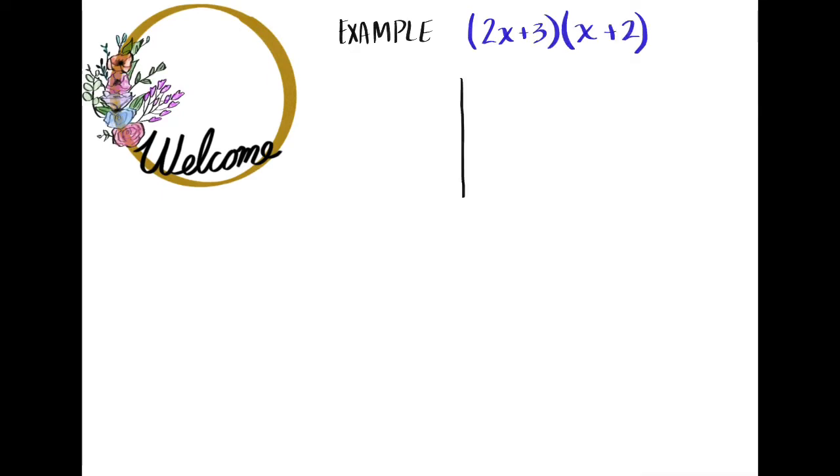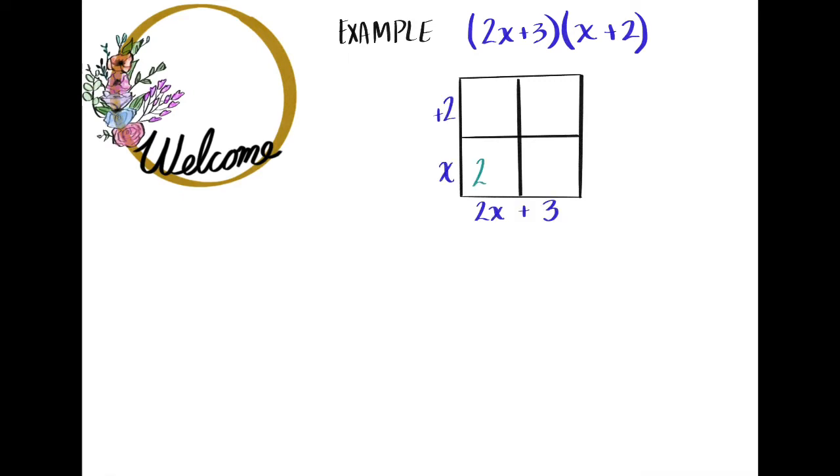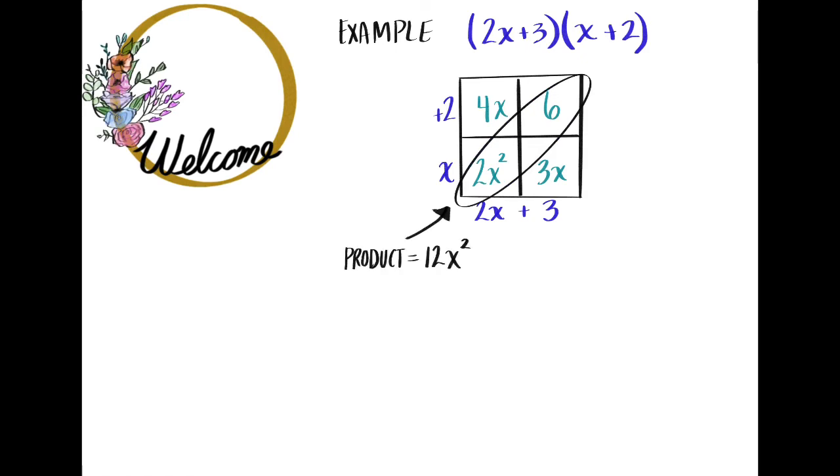So if we take a look at an example with some numbers, that way you can see it a little bit more clearly. So if we have 2x plus 3 times x plus 2, let's put our 2x plus 3 on the side, x plus 2 on the other. Let's multiply to get our little areas on the inside. Okay, now let's multiply the first diagonal. So I have 2x squared times 6, gives me 12x squared. Now if I multiply the other diagonal, I also get 12x squared.